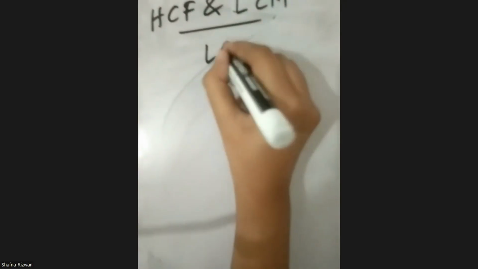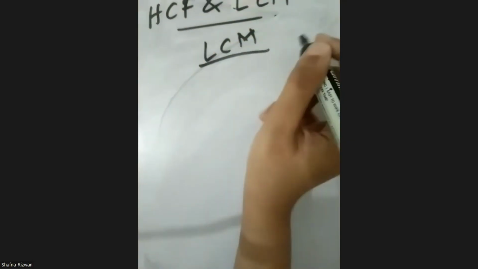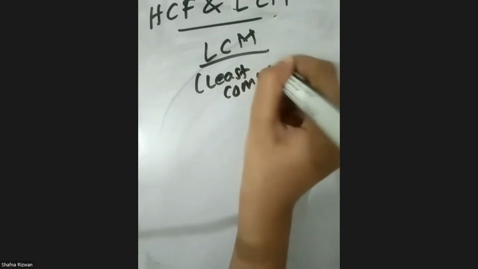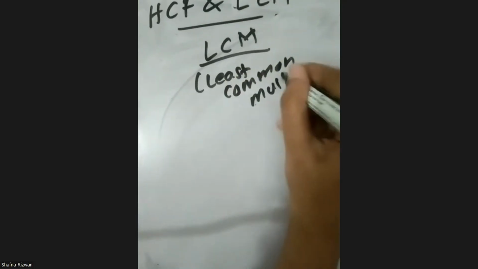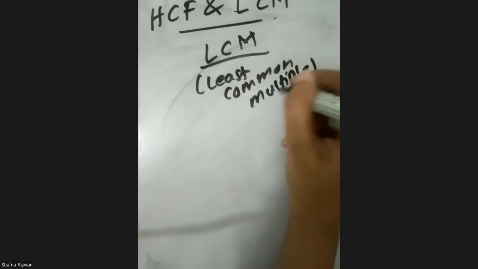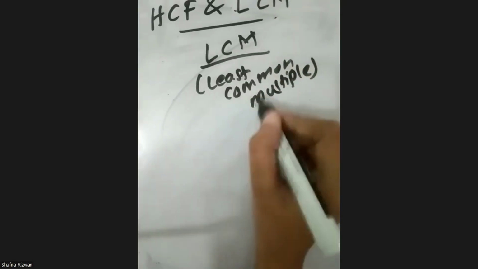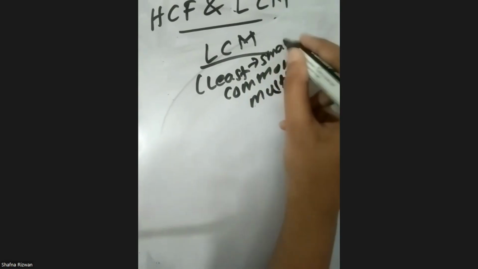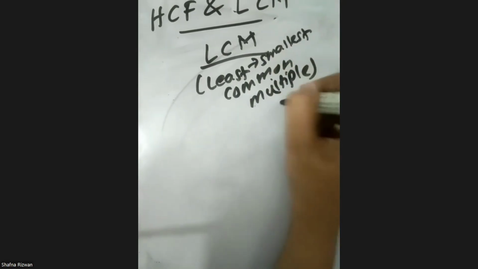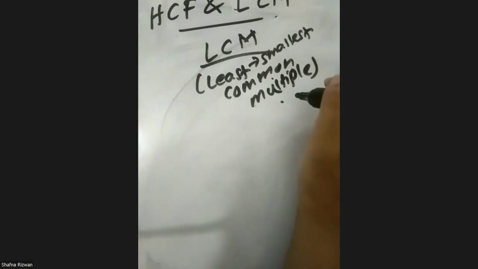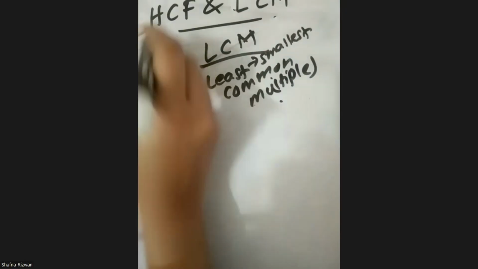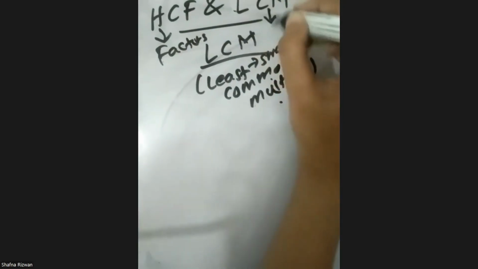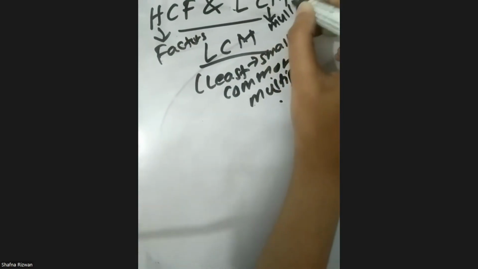Now let's study about LCM. What is LCM? That is what you call the least common multiple. If you know English, you can identify it very easily. Least common multiple. What does least mean? Small. The smallest common multiple. When it comes to HCF, you should know about factors. When it comes to LCM, you should know about multiples.